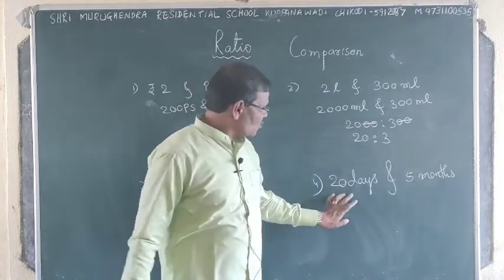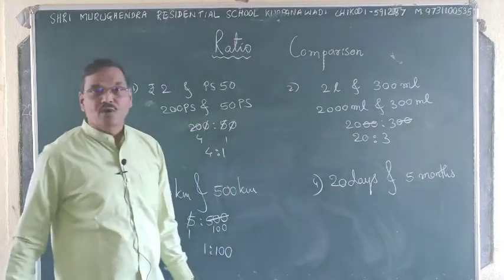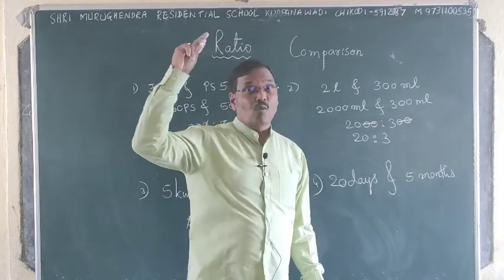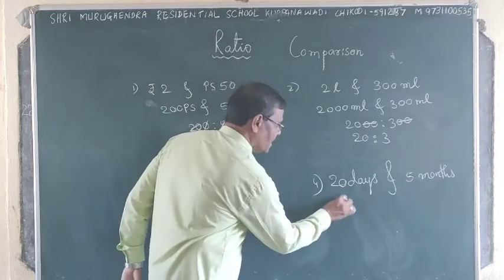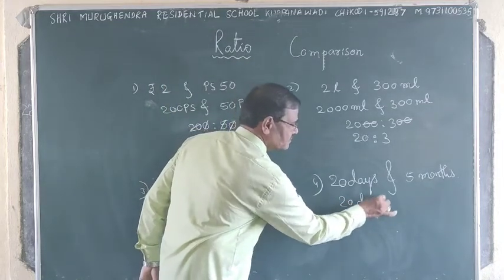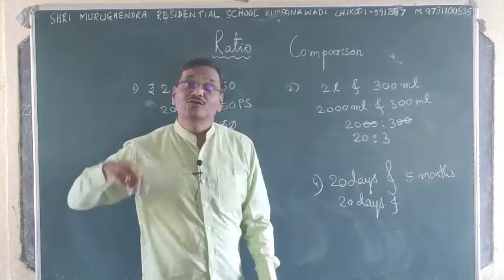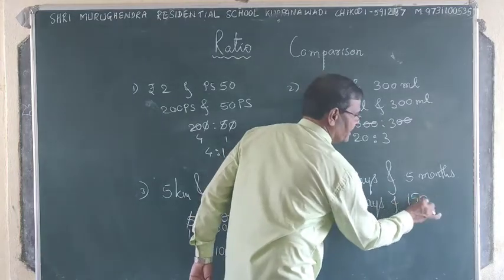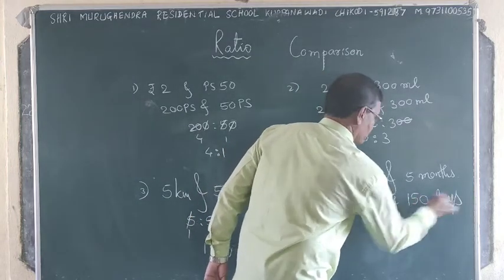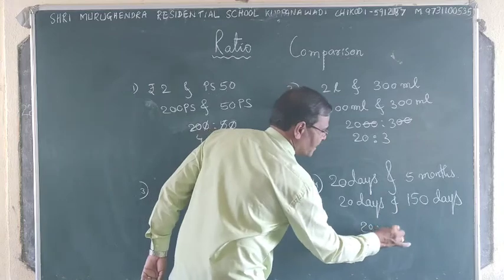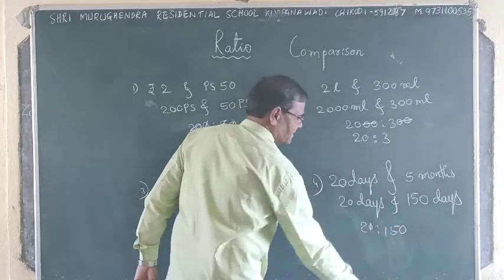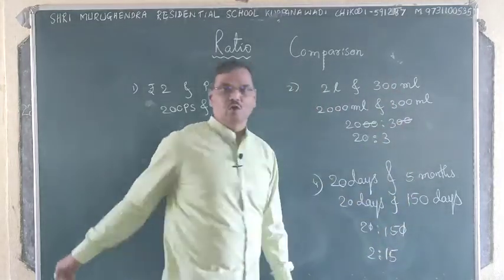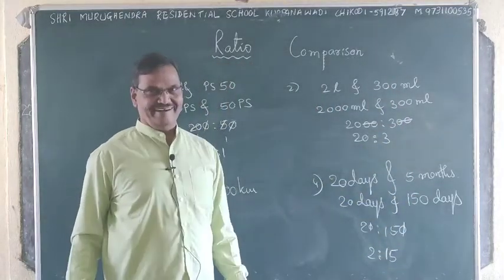Here 20 days to 5 months. 30 days make 1 month. Then 5 times 30 is 150 days. Then 20 is to 150 days; 0, 0 cancelled, 2 and 15 are co-prime numbers. So 2 is to 15.